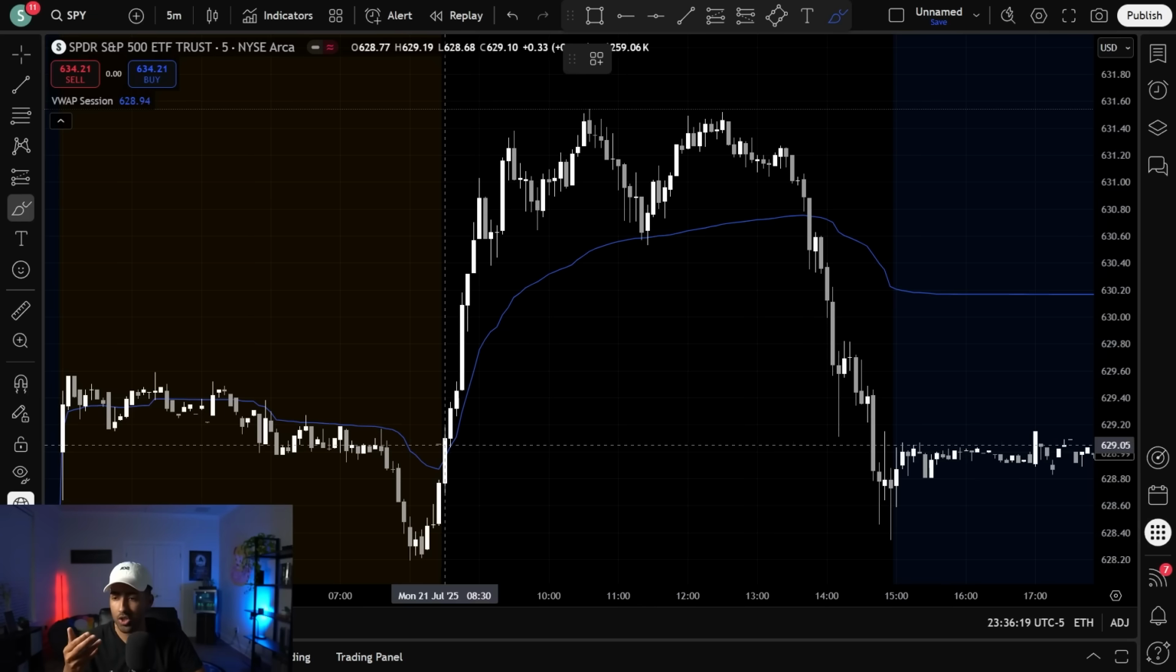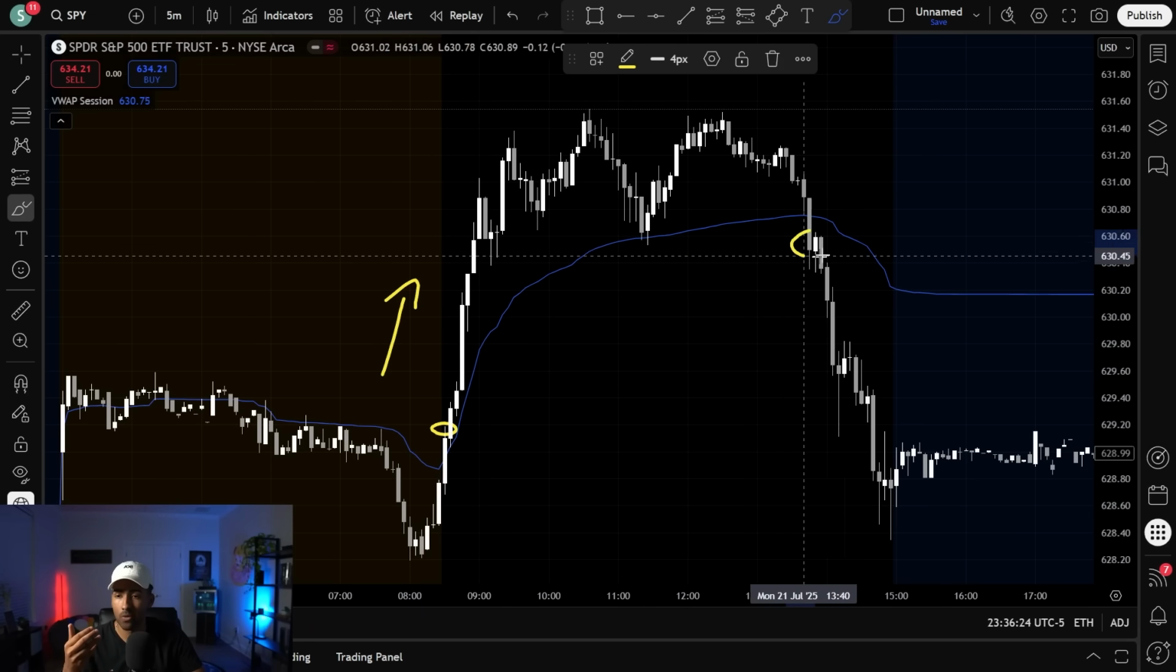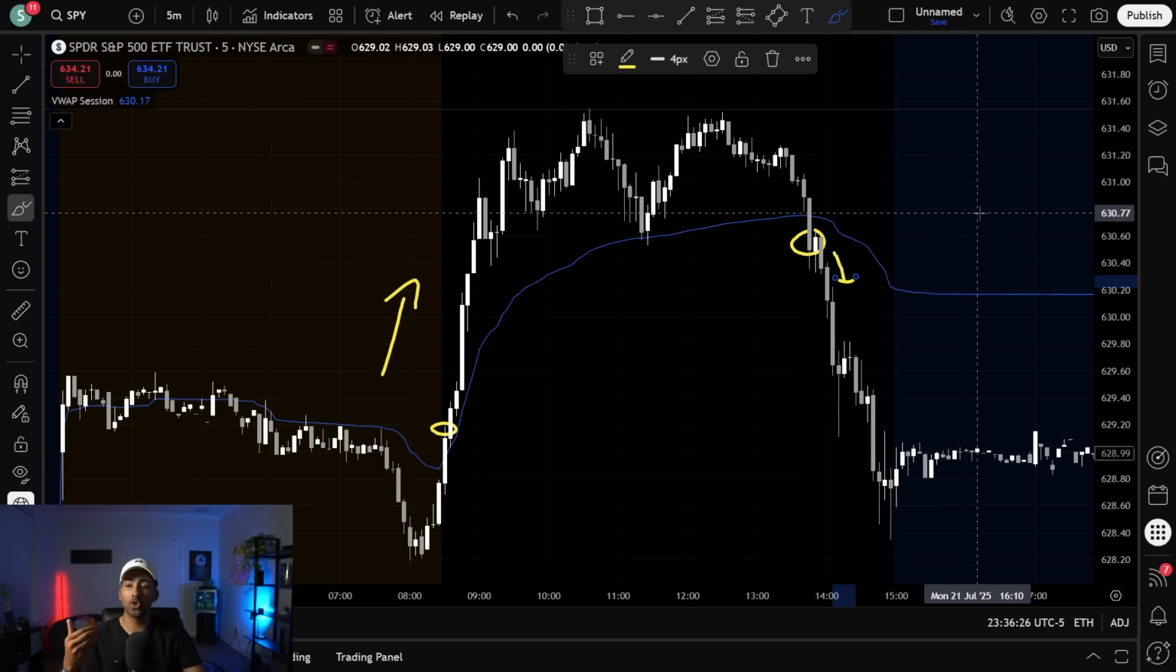So for example, on this chart, our entries are most likely going to be here for an upside trade and here for a downside trade, right? We want to make sure that we know exactly where our entries are going to be. We want to make them at the VWAP line to make sure that we're getting the best entries humanly possible.